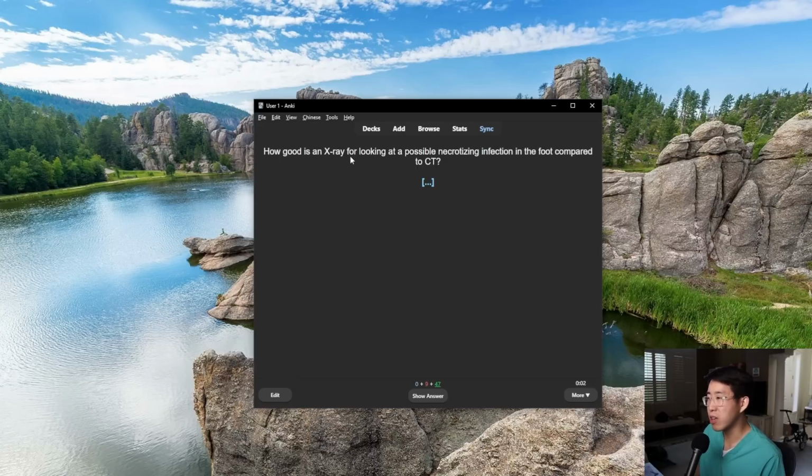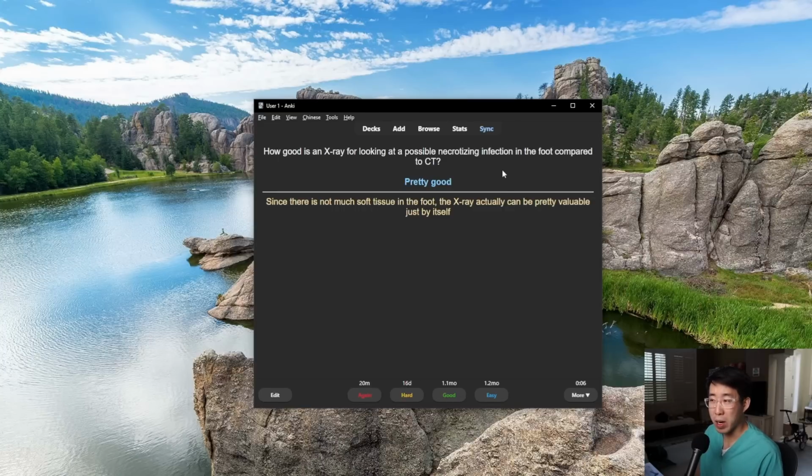How good is an X-ray for looking at a possible necrotizing infection in the foot compared to CT? Apparently an X-ray is fairly good, just because there's not that much soft tissue in the foot, so the X-ray by itself can be pretty valuable in determining if there's concern for necrotizing infection.